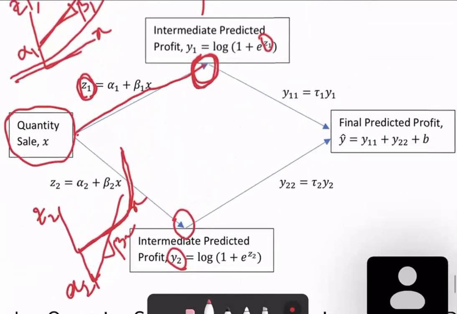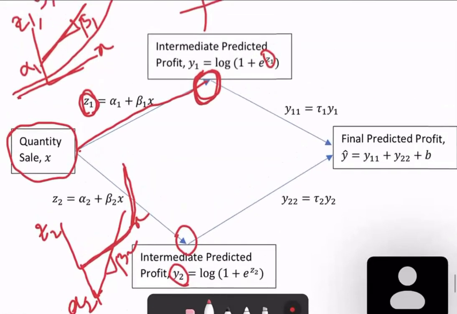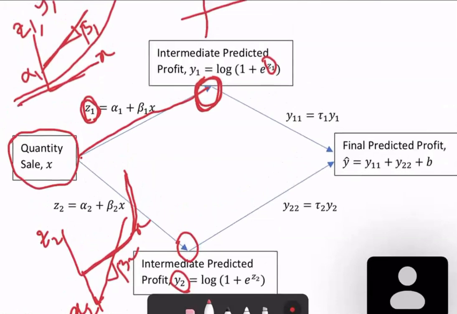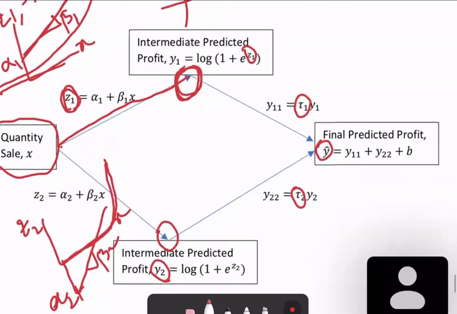Then in the final layer, what is happening? The final layer gives the weight to both y1 and y2. Tau 1 is the weight, and tau 2 is the weight for y2. So those two lines go to the final layer, y hat, to produce the y hat. Y hat is the final outcome.